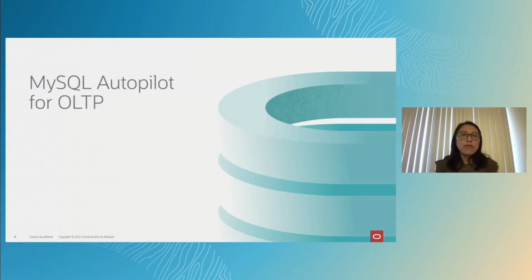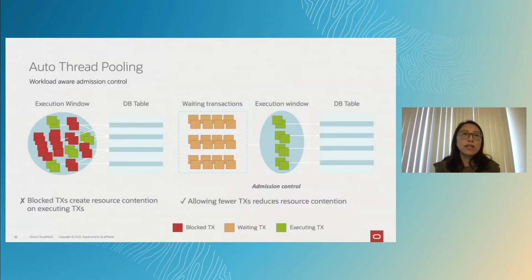So now let's dive into what the features of Autopilot for OLTP are. One of the features that we are introducing is auto thread pooling. In MySQL, there's a thread pool feature, but we have enhanced that feature to allow us to do admission control to control the thread pooling so that it can be more efficient for OLTP.